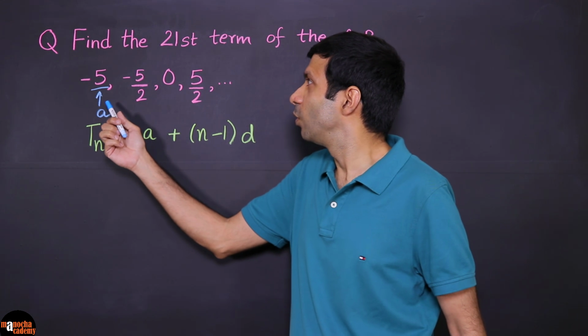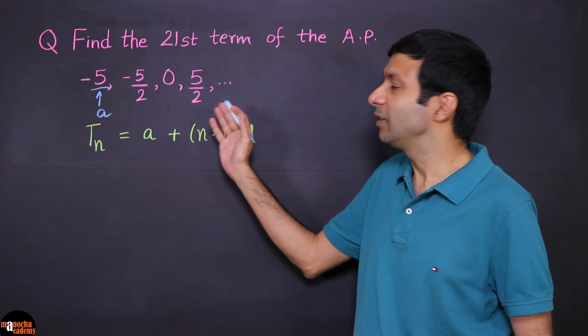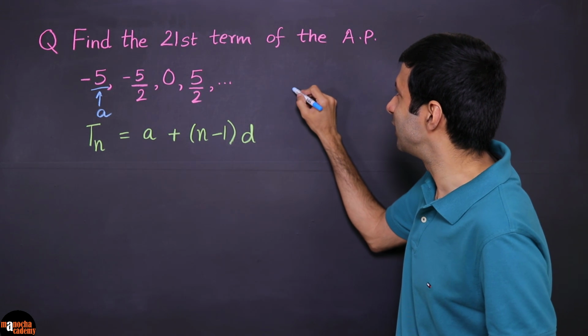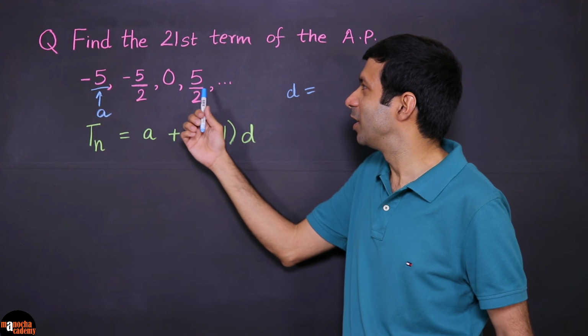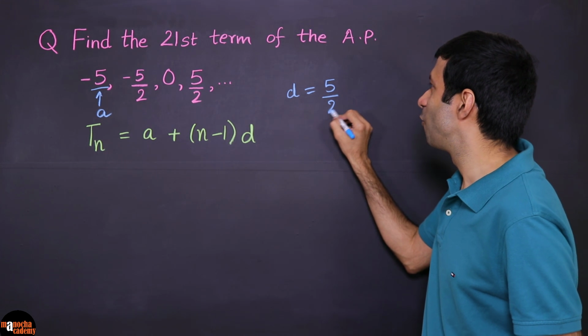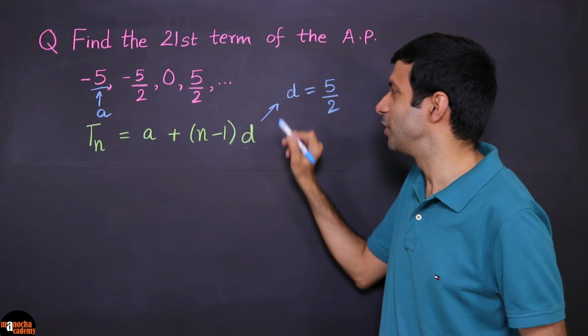Now what is the common difference D? Since we already know that this is an AP, we don't need to prove it's an AP. So we can take the difference of any two terms to find the common difference D. And let's see what we get. It's easy to take these two terms, 5 by 2 minus 0. So the common difference is basically 5 by 2, right?